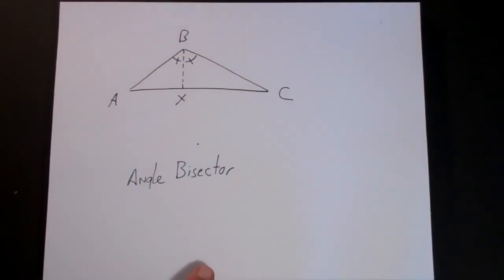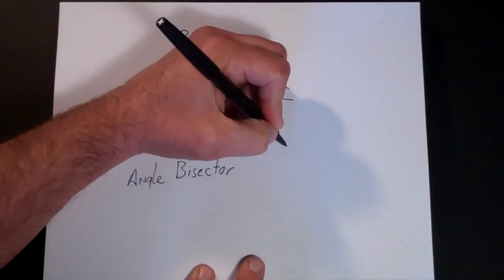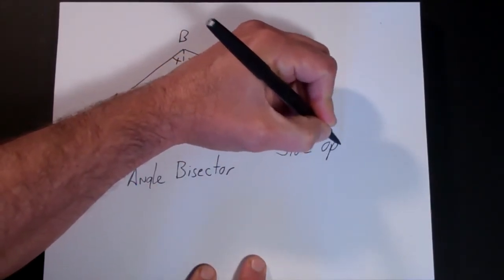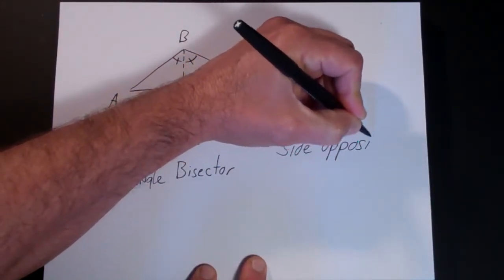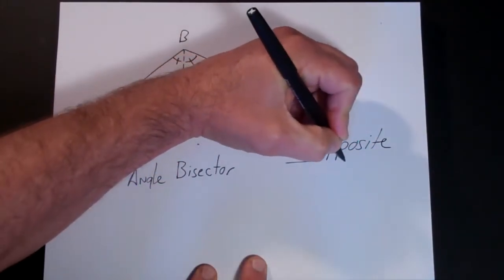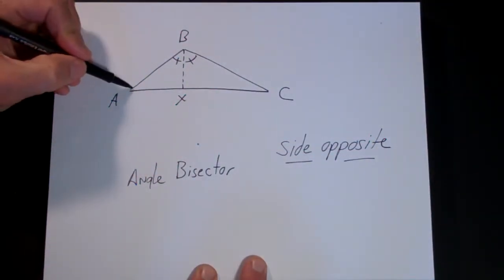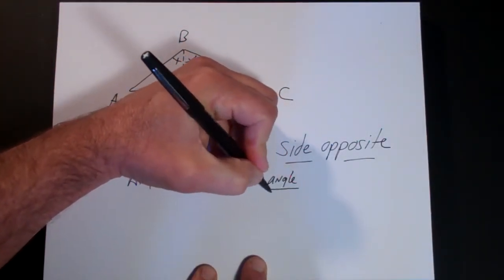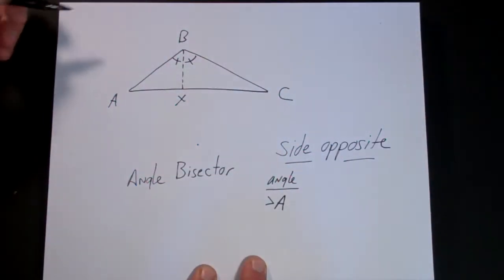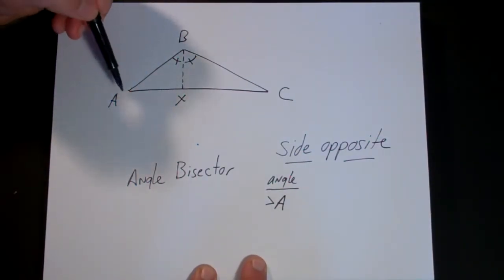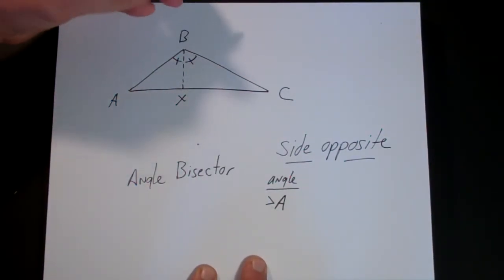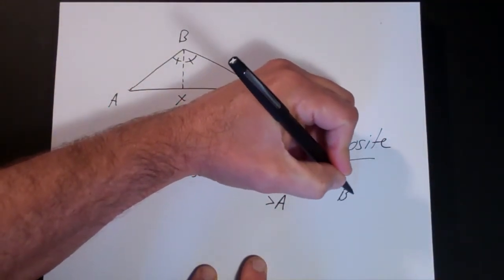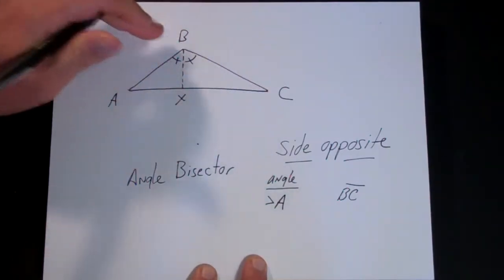The other vocabulary that we need to think about is side opposite and angle opposite. So let's think about side opposite. We talk about the side opposite of an angle. In this case, to just pick an angle, let's take angle A. The side opposite is simply defined as the side opposite, easy enough. So in this case, the side opposite of angle A is going to be BC, or you could say CB.